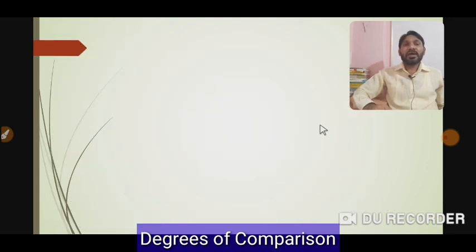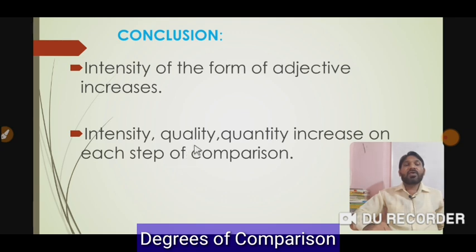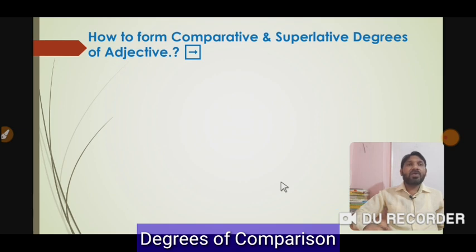Understood? So see now what we conclude. Intensity of the form of adjective increases. Intensity, quality, quantity increase on each step of comparison. Understood? Now, how to form the comparative form of adjective and how to form the superlative form of adjective?